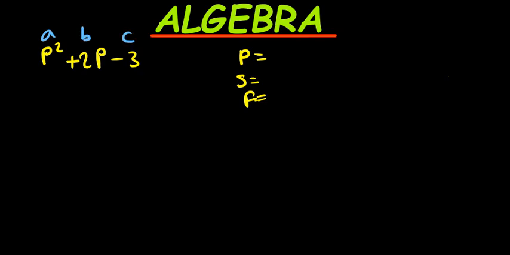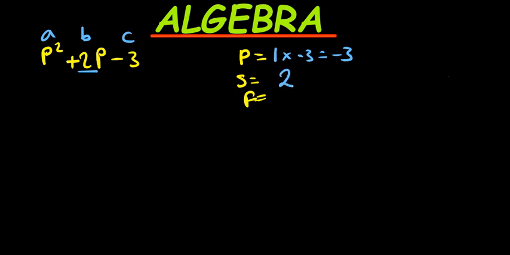So what is our a here? Our a here is 1. The coefficient of p squared here is just a 1 there. So if it is just a 1, therefore we are going to say 1 multiplied by, what is the value of c? It is negative 3, which is equal to negative 3. And then what is our sum? Our sum here is positive 2. So we are going to say you have positive 2.